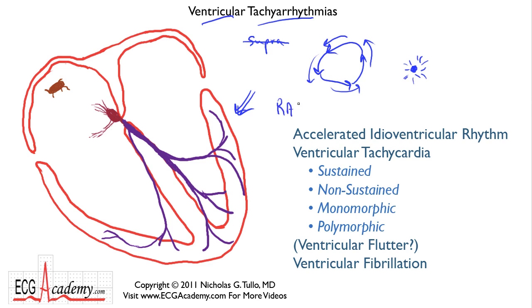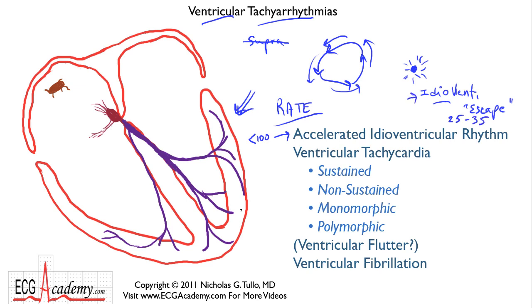The rate kind of gives you major classifications. And so if the rate is less than 100 beats per minute, we generally refer to it as accelerated idioventricular rhythm. Remember that an idioventricular rhythm is something that we can recognize during very slow heartbeats, such as during complete AV block, when the idioventricular rhythm serves as an escape rhythm. You've heard of idioventricular escape rhythms. Generally, they occur at rates of around 25 to 35 beats per minute or so.